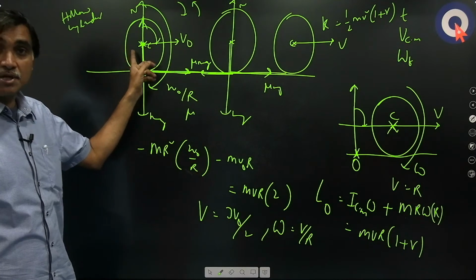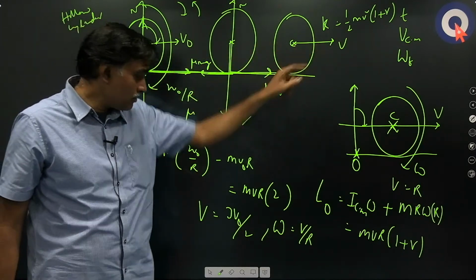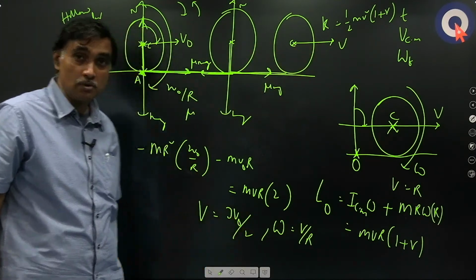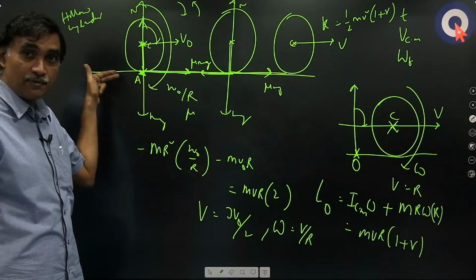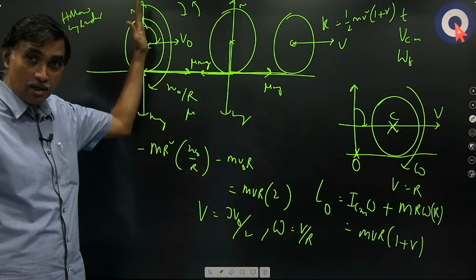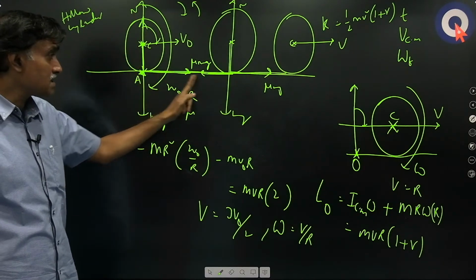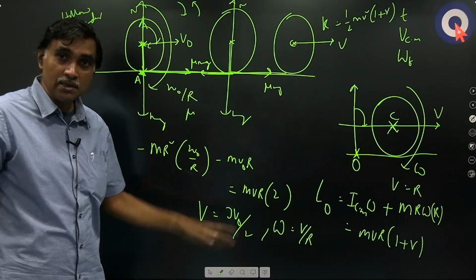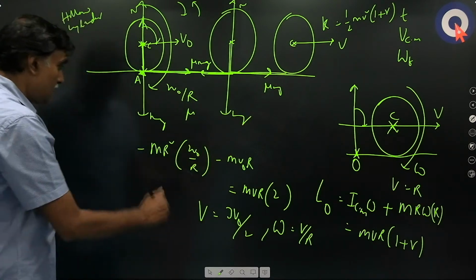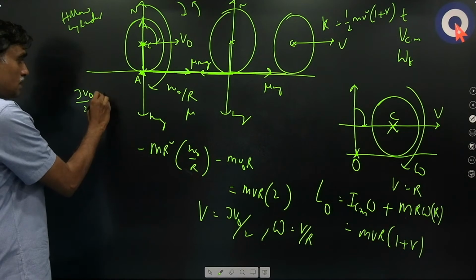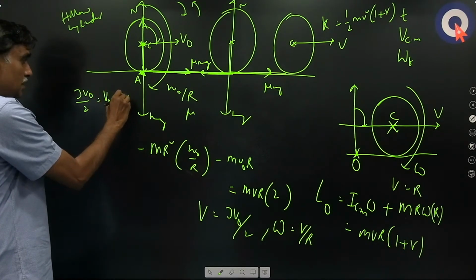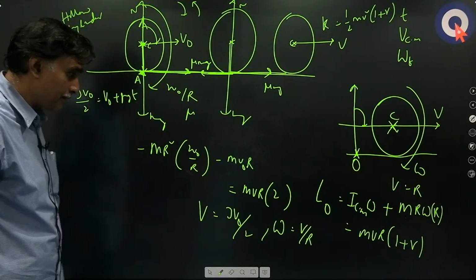Now what is initial velocity of center of mass? V naught. What is final velocity of center of mass? 3V naught by 2. And what is the only force acting on this cylinder? It is frictional force towards right, other than normal force and gravitational force. So what is the acceleration of center of mass? Mu g. Then you can use V equal to U plus AT. What is V? 3V naught by 2 equal to U is V naught plus mu gt. You can write like that.